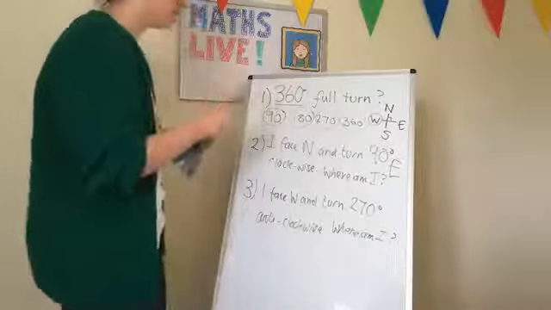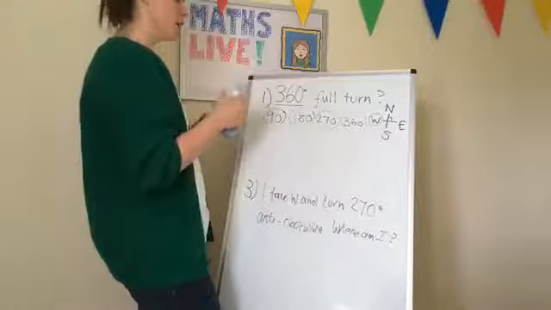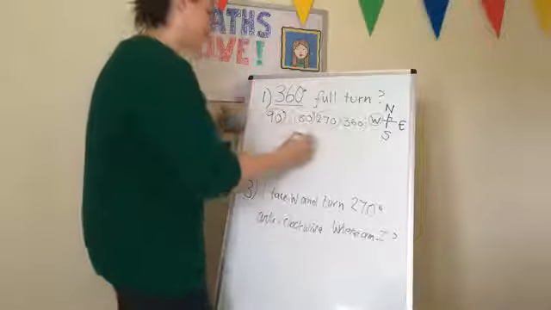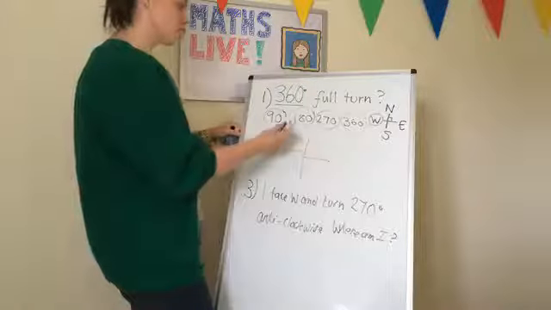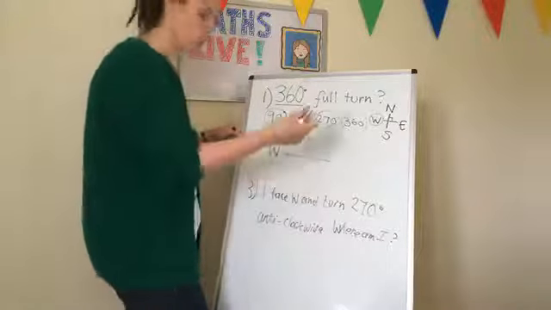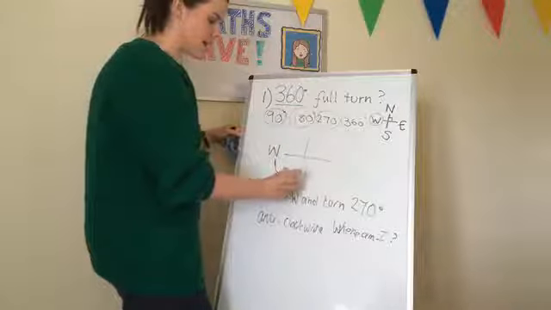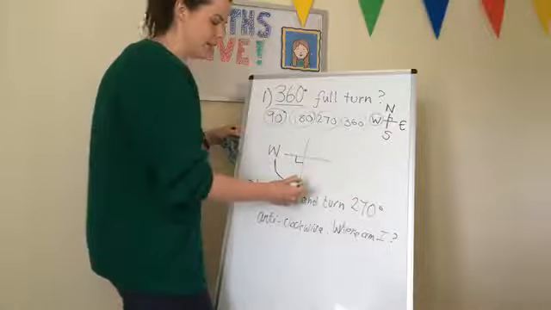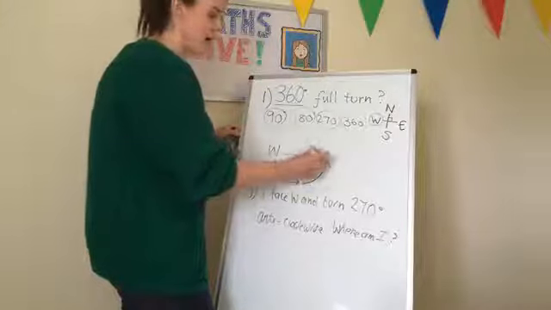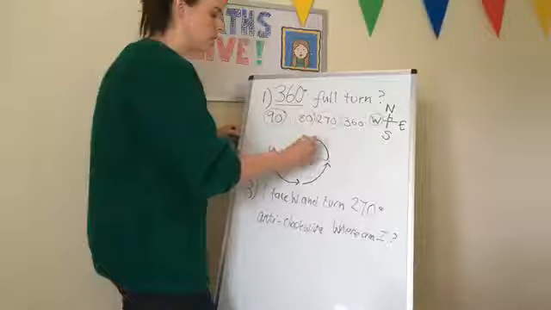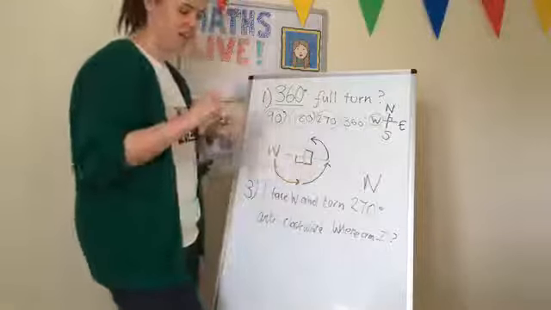So I'm just going to get rid of this, make some room. Okay, so if I'm facing west here, and I turn 270 degrees, and we're going anti-clockwise, so I'm going this way this time. So that's 90, so I've done one lot of 90, and then I've done two lots of 90, and then I've done three lots of 90. So I am north. I'm facing north.